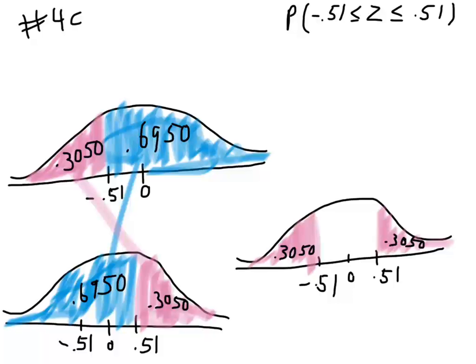0.3050, and we know that the area under the curve is equal to 1, so we want the complement of that area. So this stuff in between negative 0.51 and 0.51 is equal to 1 minus this 0.3050 minus this 0.3050. So what you end up with there is 0.39. Notice you should have expected this number to be less than 0.68 because we know that 68% of the area falls in between negative 1 and 1.